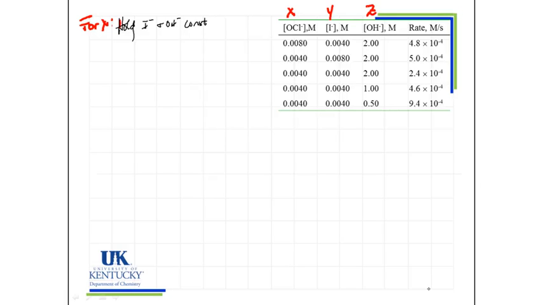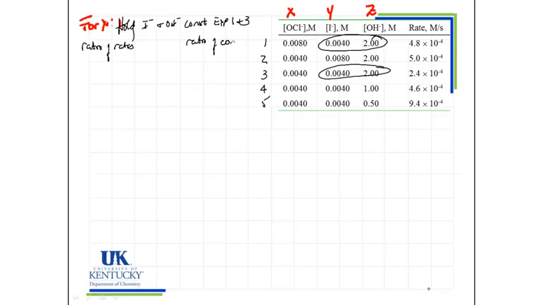It looks like we could choose experiments, let's number them. What would that be? Experiments 3 and experiment 1. I'll write it 1 and 3. Hold the I minus and the OH minus constant. And then we'll do similar work. We're going to do a ratio of rates and a ratio of concentrations. Ratio of rates.